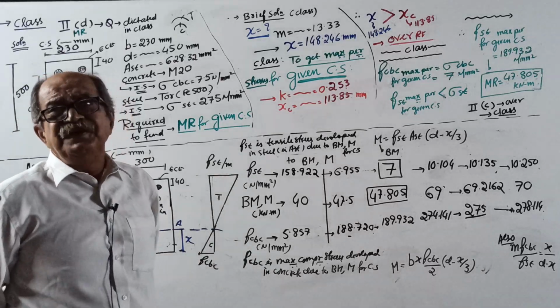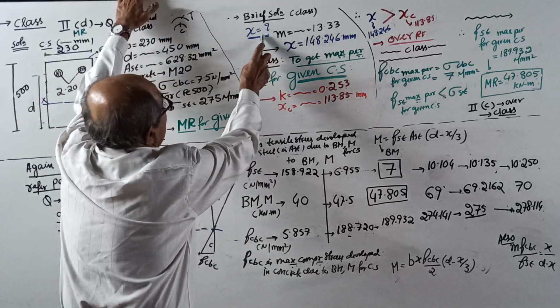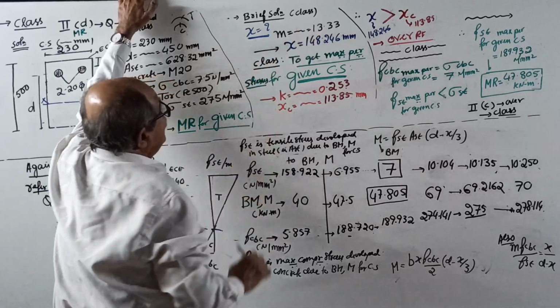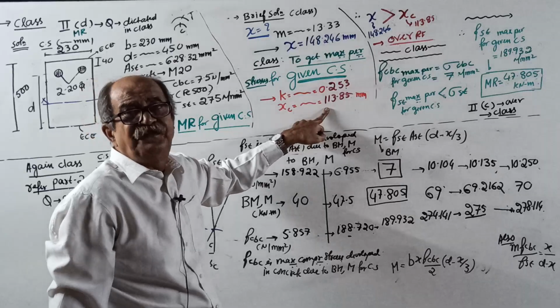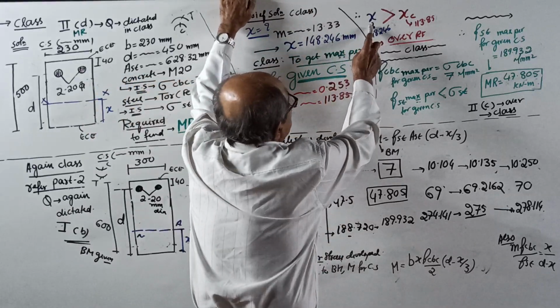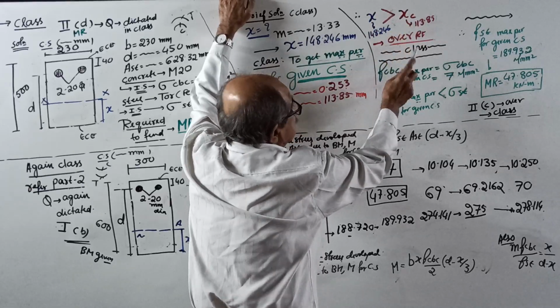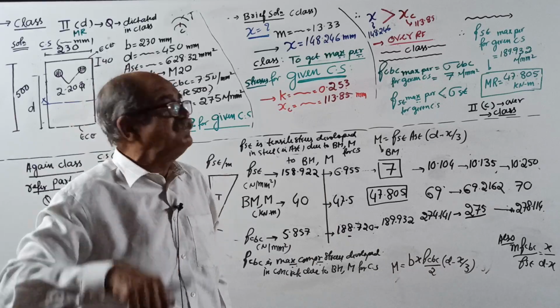Find the moment of resistance of the cross section. You require m, which will come 13.33. Calculate x using the permissible stresses, because this is the MR calculation. Compare k and xc. x will come more than xc, so it is over-reinforced.